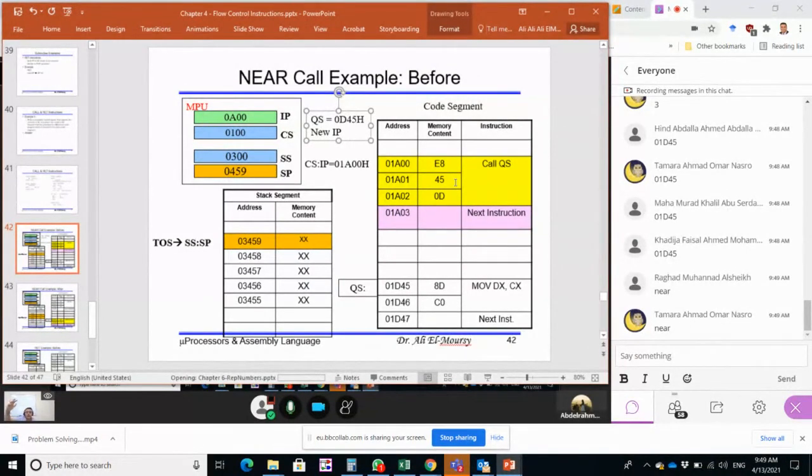And so what should the call do? It will do 2 operations. After fetching, it will decode. It will know that this is a near call and where the new IP address is: 54D0. Very good. What would the microprocessor do? What's the first thing the call will do?